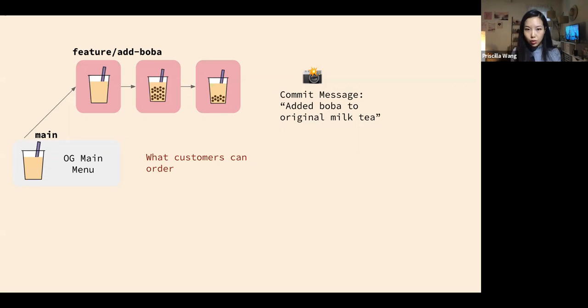Or let's say you have other people working at your boba shop. They might not know what exactly you did, and having that commit message that you made will be really helpful for when they look at the logs and see exactly why you did the things you do.